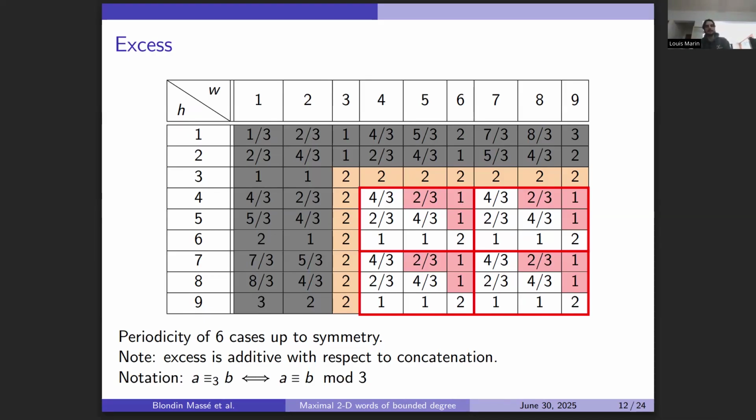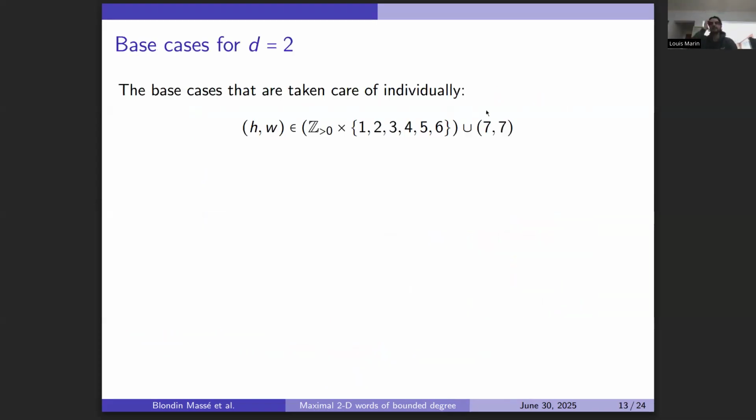All right. So we will proceed by induction, but we need to take care of the base cases first. And actually, there's a lot of base cases. There's the case where one of the dimensions is 1, 2, 3, 4, 5, or 6, and the other dimension can be arbitrarily large. And there's also the case 7 by 7 that we need to check. After all of these cases are checked, we can use them to proceed by induction.